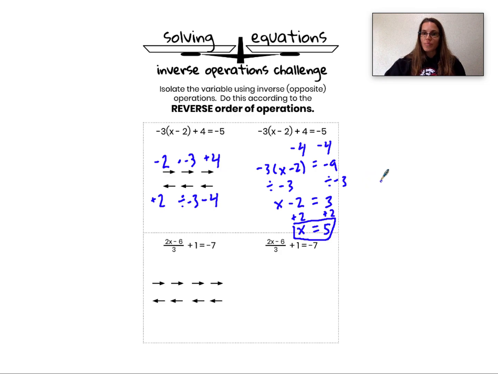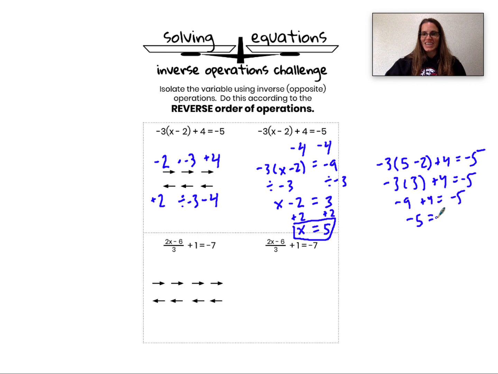When you're solving a more complicated equation like this, it's really a good idea to go ahead and perform the check, at least mentally. Does negative 3 times 5 minus 2 plus 4 equal negative 5? Does it? I sure hope so. Negative 3 times 3 plus 4. Negative 9 plus 4. Oh, my handwriting. Yes, negative 5 equals negative 5. So I have confirmed that 5 is the solution to this equation.